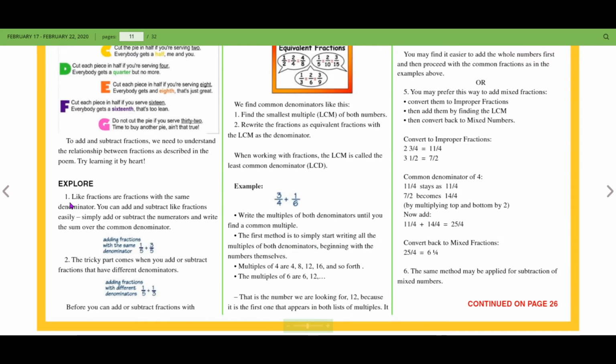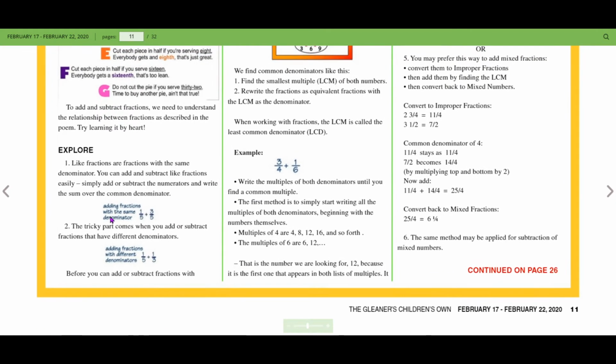Like fractions are fractions with the same denominator. You can add and subtract like fractions easily. You simply add or subtract the numerators and write the sum over the common denominator. So here we have an example, adding fractions with the same denominator: 1/5 plus 3/5.